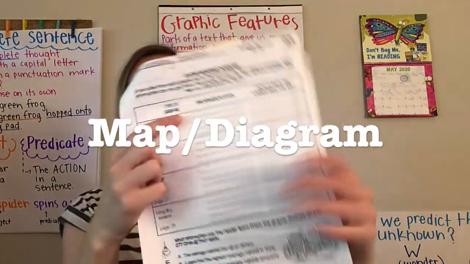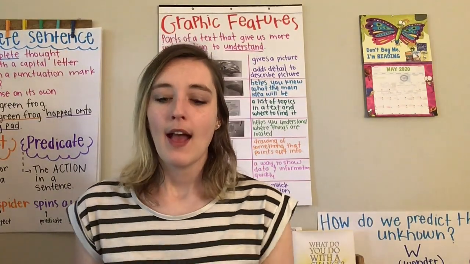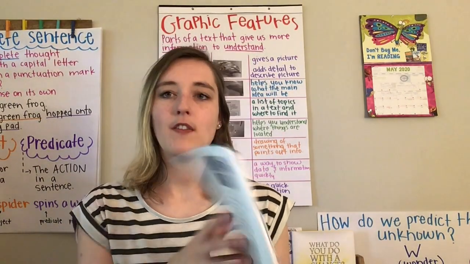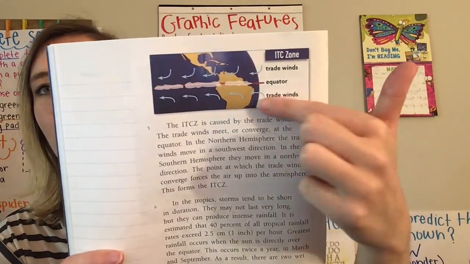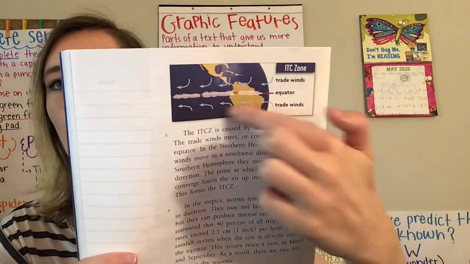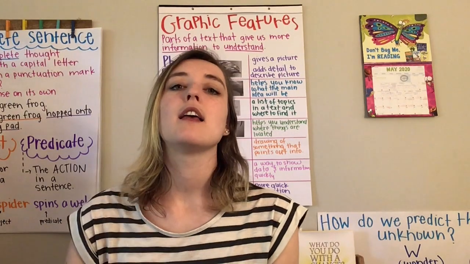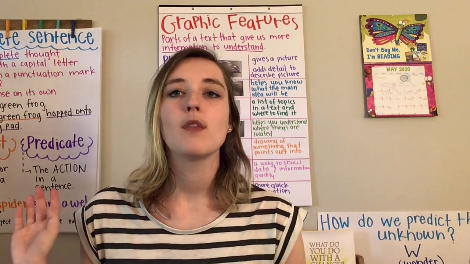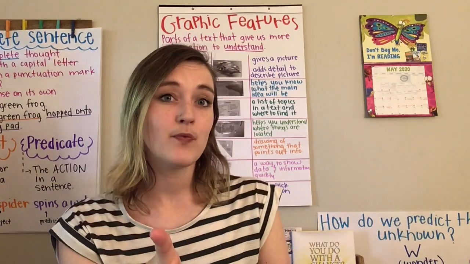So for type of graphic feature, I would do map/diagram. And then what information is given? The information that is given is where the itch is on the map and what it looks like. So go write that down.